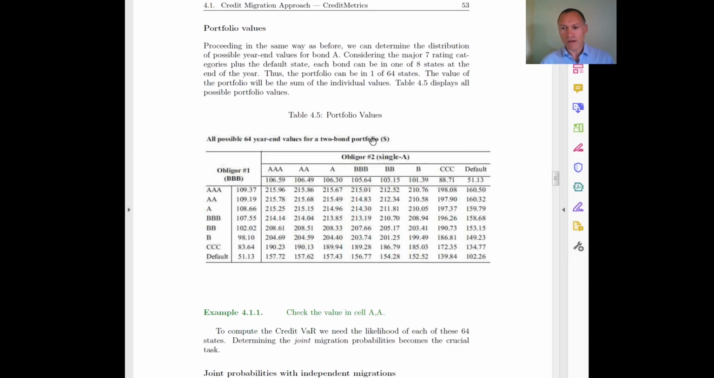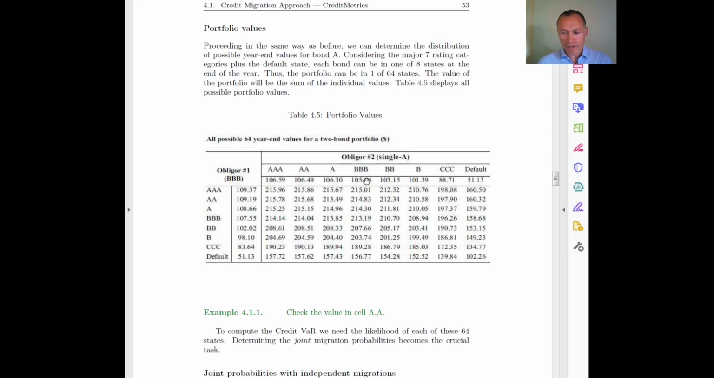So basically what we now have, since we have two bonds, is not just 8 states like we had for one bond, but now we have 8 times 8 states, 64 states. So we have all these possible states that you see here. So how does this come about? The first bond that we had, the BBB bond, can have all these values according to the terminal rating. Now we have this new bond, number 2, which is single A, and again it can go into 8 possible states, and in each state it will have a different value.